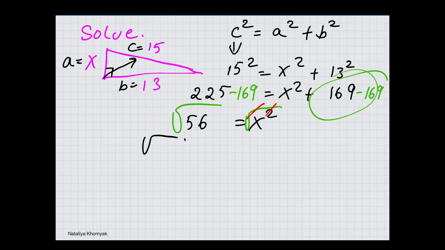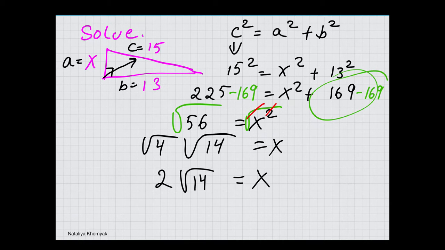The largest perfect square that will go into 56 is 4 times 14, and it's equal to x. Square root of 4 is 2. Radical 14 equals x. And this is our solution.